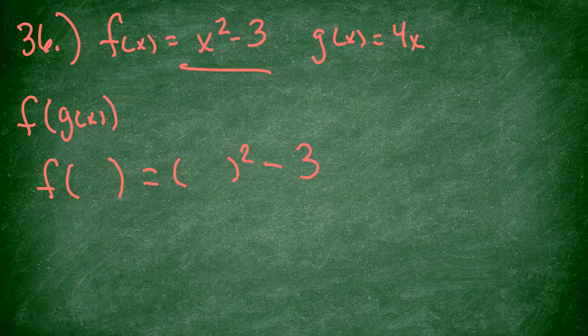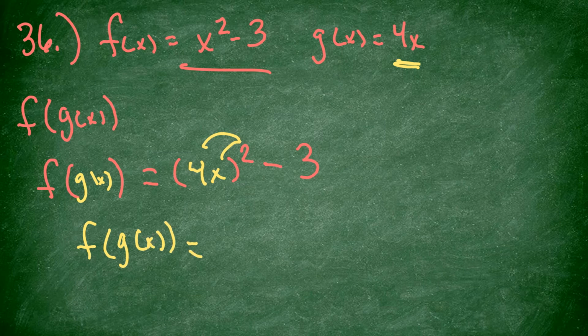All right. Now I'm going to put g of x in here. So that means instead of, in this blank space, I can either put g of x right here, or I can just immediately write 4x. Now remember, we're just going to simplify, so f of g of x equals 16x squared minus 3. All right.